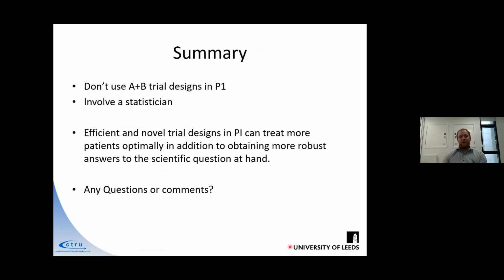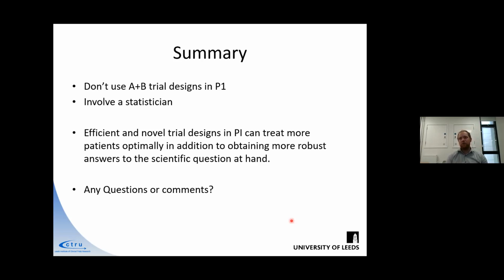So I think that's a really fast whistle-stop tour of phase 1 designs. In summary, don't use A+B trial designs in phase 1, because they don't treat patients well and they're not good from a scientific perspective. Involve a statistician when you can. Underlying all this is that efficient and novel trial design in phase 1 could treat more patients optimally, in addition to obtaining more robust answers to the scientific question at hand.